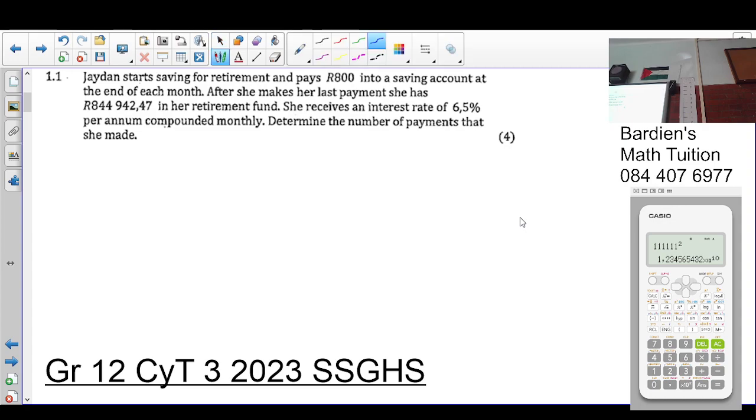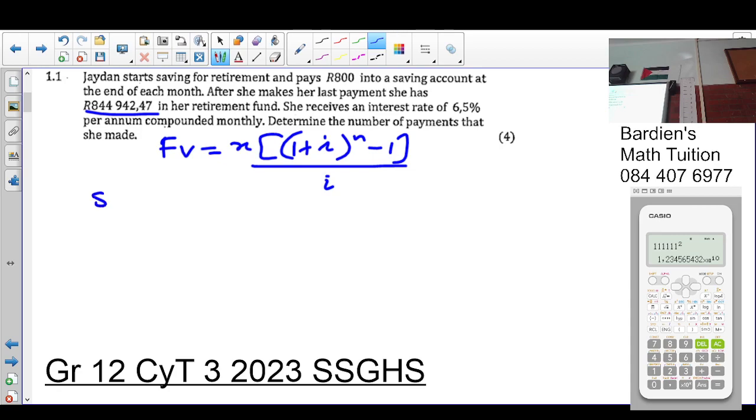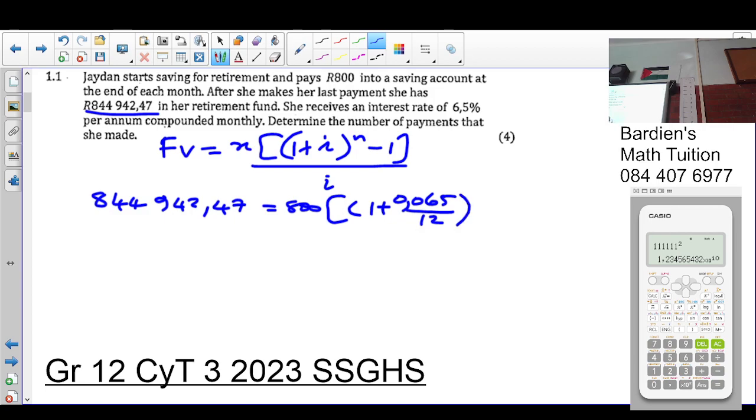So, people, this is an investment, so it's future value. So it's x into 1 plus i to the exponent n, over i. So she ends off with that amount. So it's 844,942 and 47 cents equals x, which is 800 into 1 plus i, which is 0,065 compounded monthly, so it's over 12, to the exponent 12n minus 1 all over i, which is 0,065 over 12.